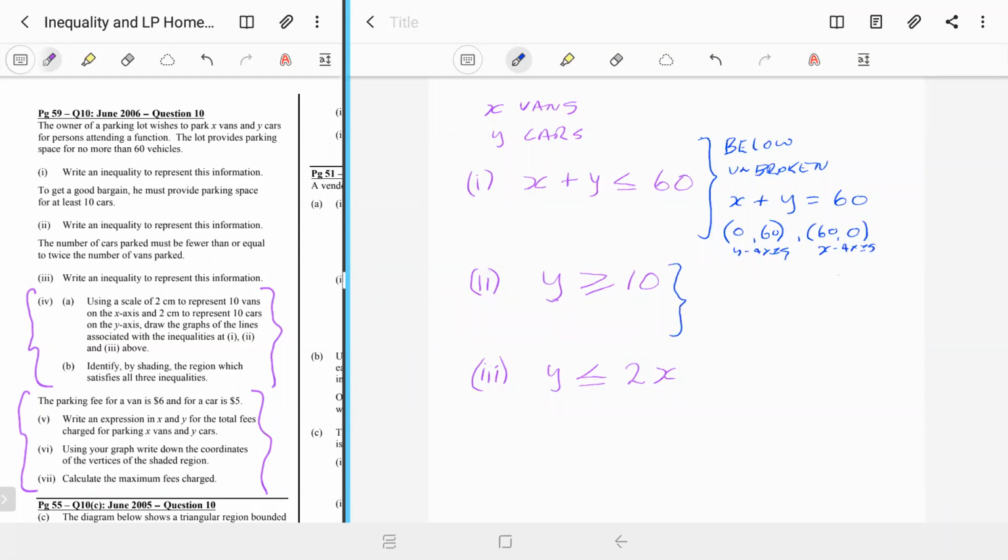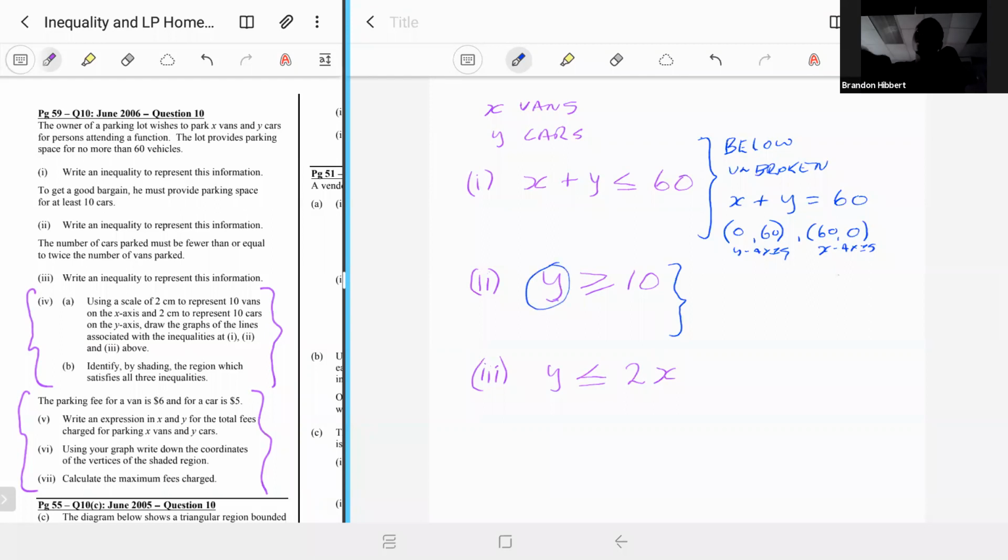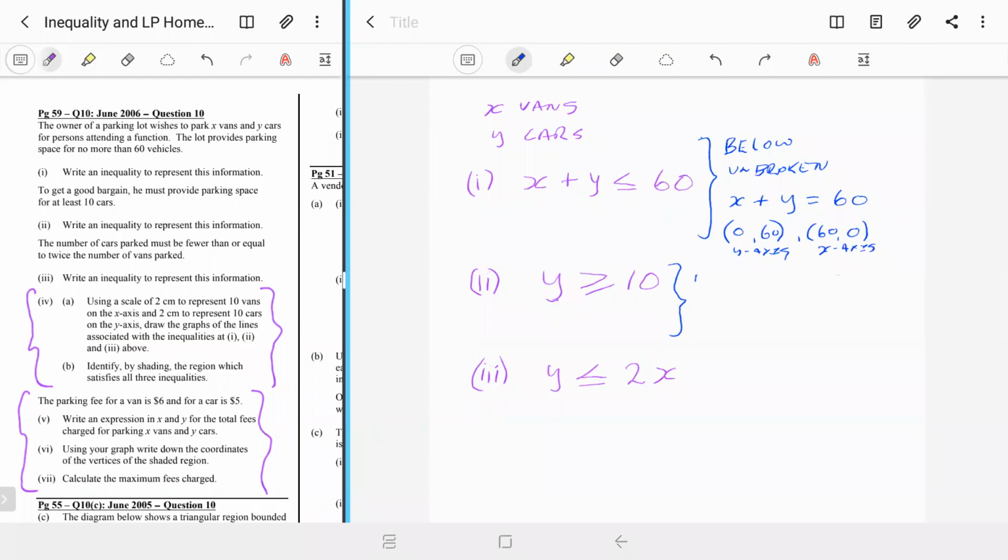Ready again. Above or below? The first thing is always above or below. Above, sir. Whatever here is positive, greater than means above. So we're going above this line. Broken or unbroken? Unbroken. All of them unbroken, because the equal is there on all of them. An unbroken or solid line means that the lines are valid. Points on the lines are valid points.